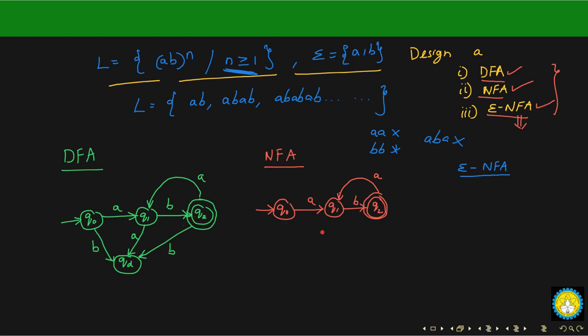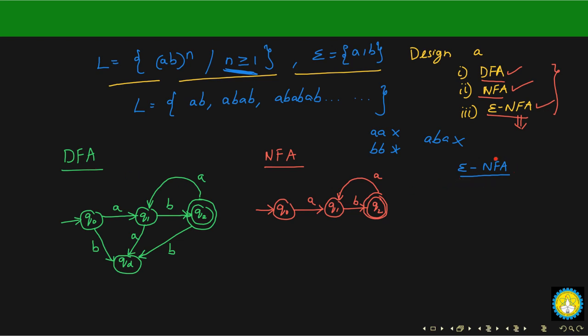NFA becomes even easier. The thought process for designing an NFA becomes easier. You need not worry about the dead states. The transitions which lead you to a dead state do not necessarily have to be indicated. And so this becomes easier. The thought process for designing an NFA is much easier compared to the thought process for designing a DFA.